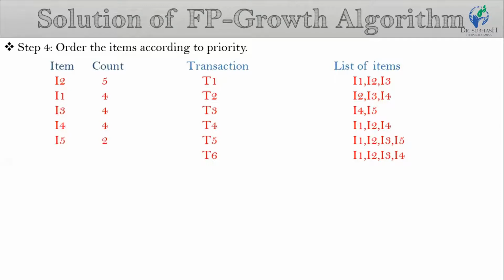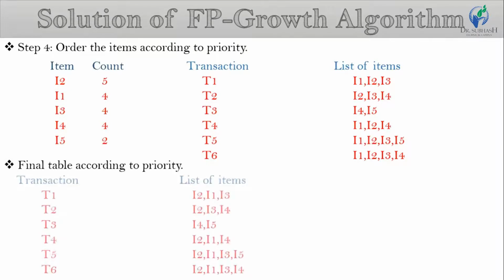So in the final tables, in transaction T1 we include first item I2 because its count is highest, then I1, then I3. In transaction T2, first item is I2, then I3, then I4. In transaction T3, first item is I4, then I5. In transaction T4, first item is I2, then I1, then I4.